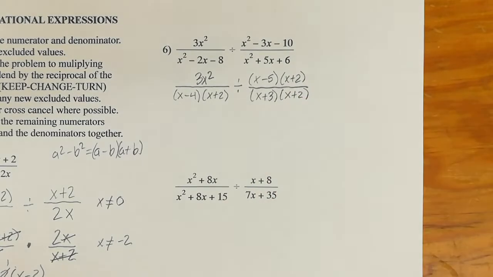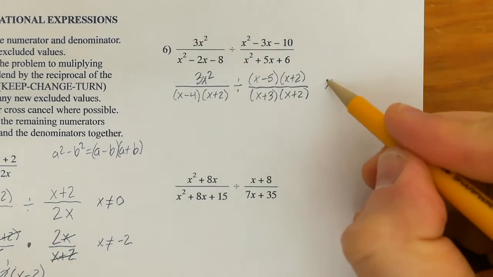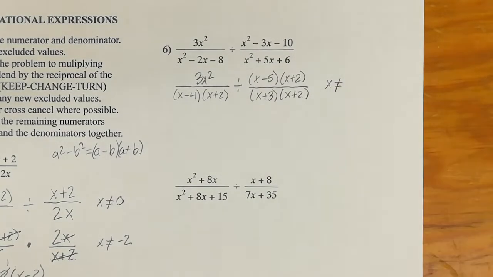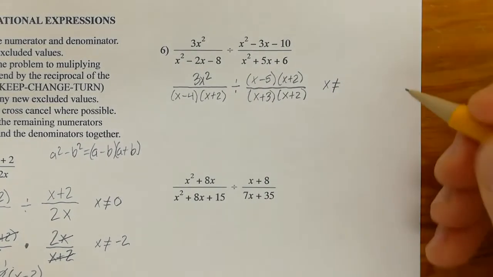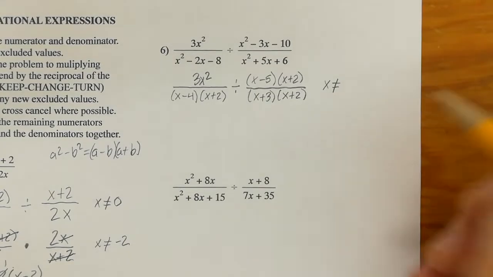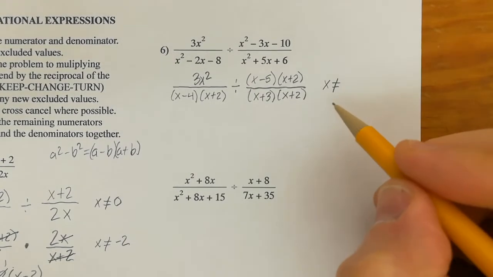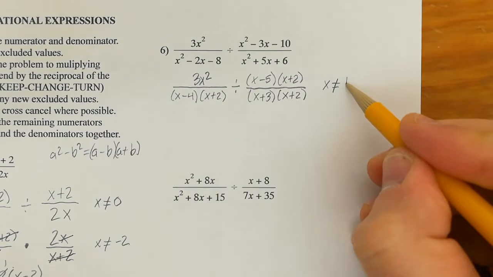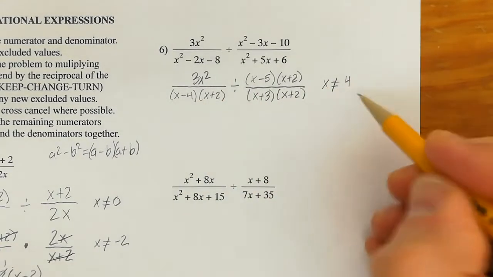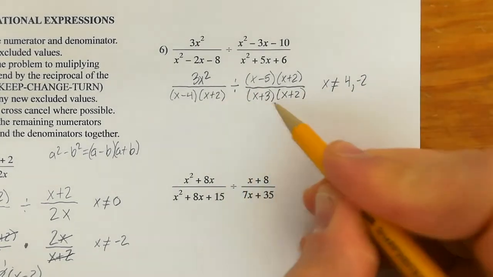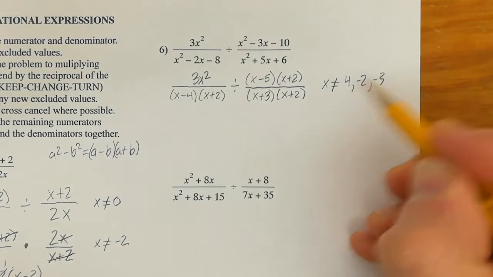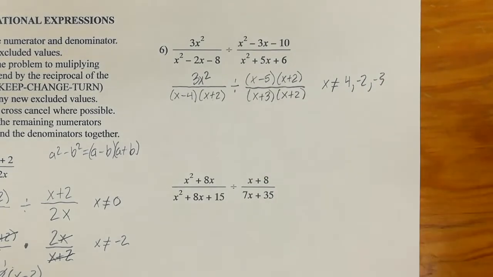Now you want to make sure you identify excluded values before you start canceling like crazy. It's really tempting to want to do that. Oh, I see things I can cancel. I really want to get rid of those. But no, identify those excluded values first. So I have 4, right, because 4 minus 4 would be 0, negative 2 from this, negative 3, and then I have negative 2 again. You don't need to write it twice.